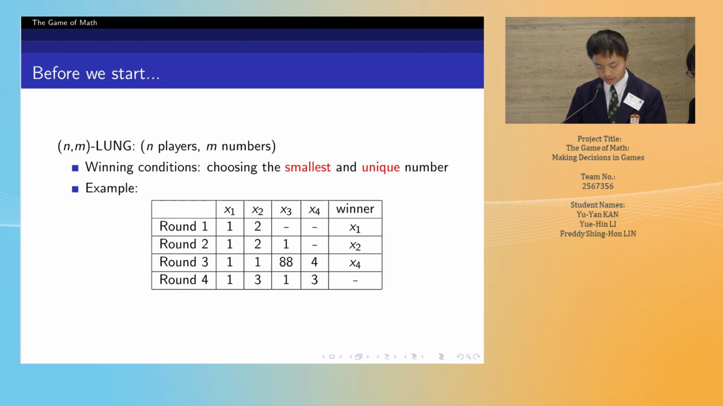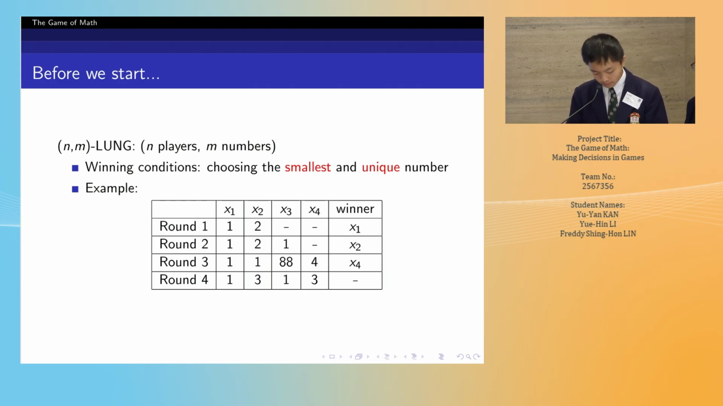So let us first start with the LON. In this game, each of the n players simultaneously chooses from a finite set of m integers, and the winner is the player who chooses the smallest unique number. And some examples are provided in this slide to illustrate how the winner is determined.